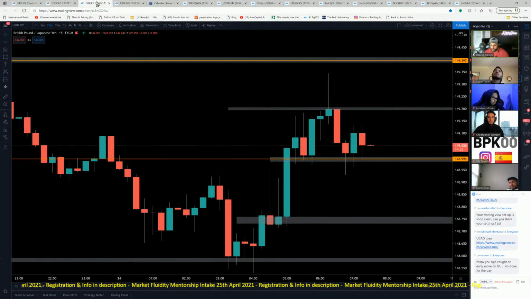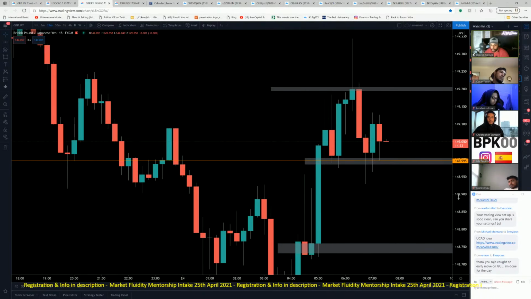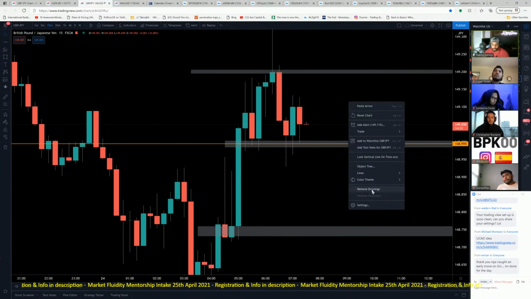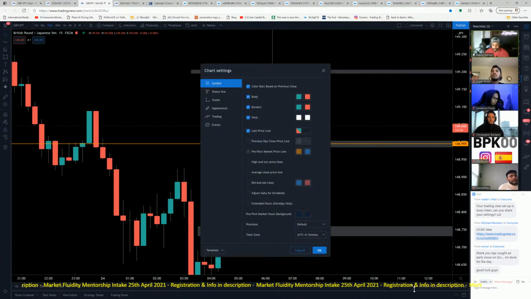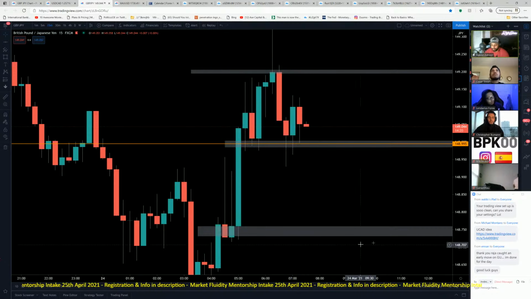Your trading view setup is so clean. Can you share? Yeah, just right click, go to remove drawings, remove all indicators, and that's it. And then basically the body of the candles and whatever colors you like, you can choose that there.